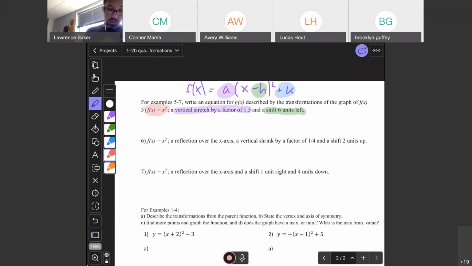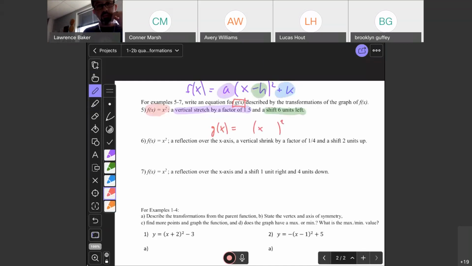So if I'm going to write this function, I'm going to start off, they want us to say g of x. So g of x would be equal to, I'm going to start off with that x squared. They want me to change a, so that's 1.5. So I'm going to put a 1.5 here. And they want me to change h, so it's -6, right?